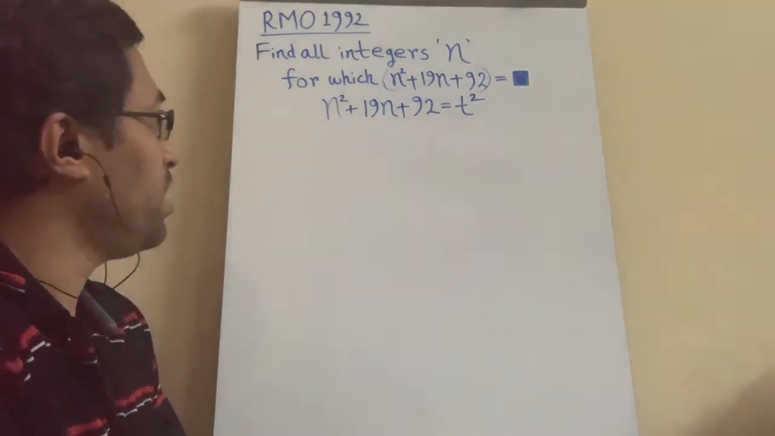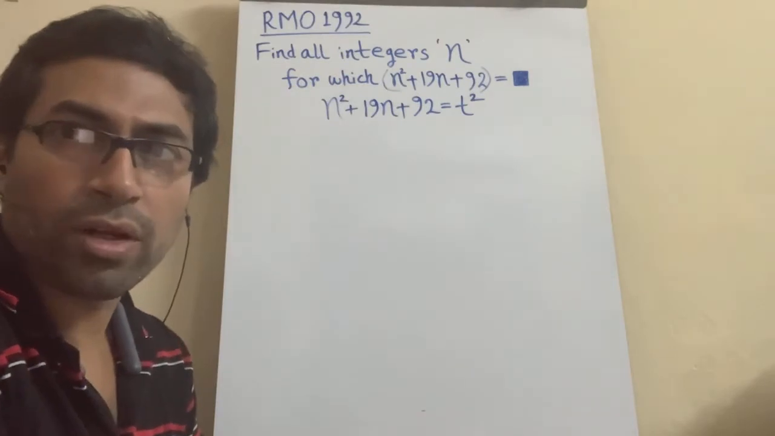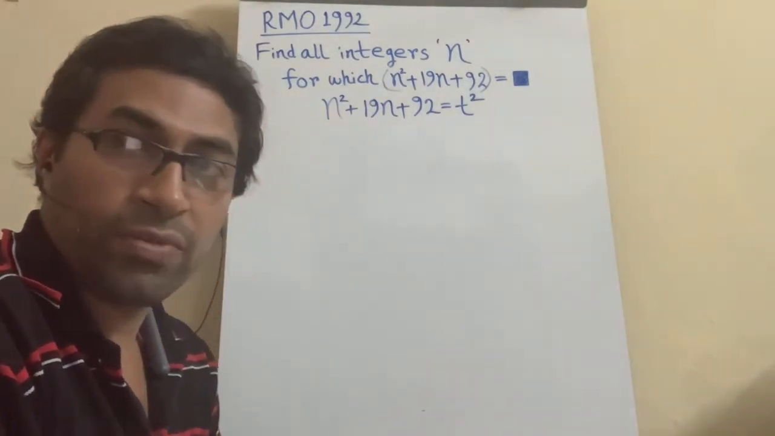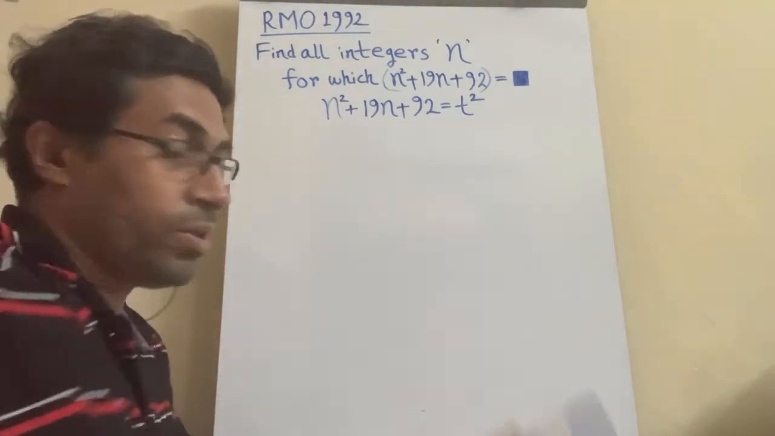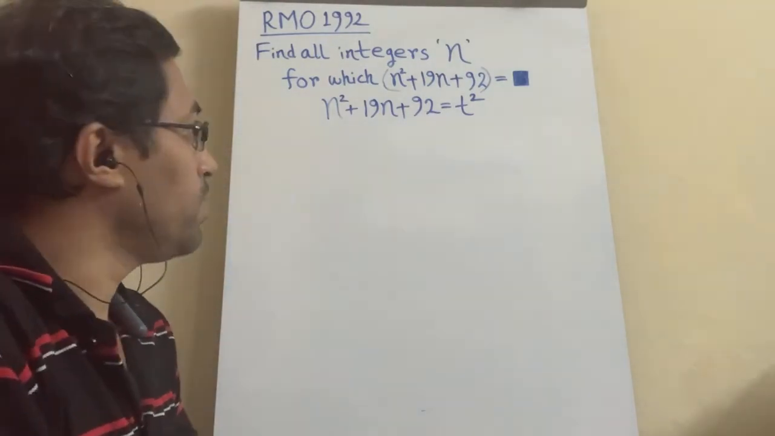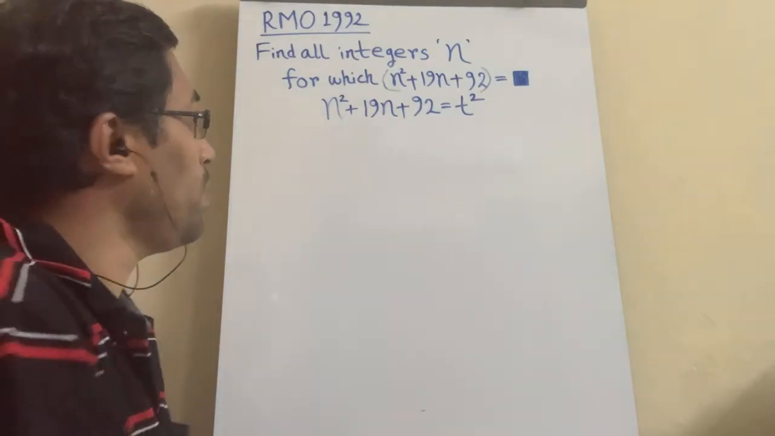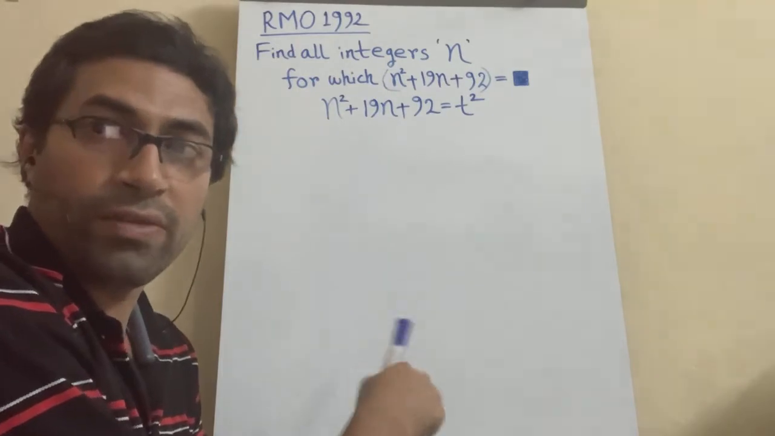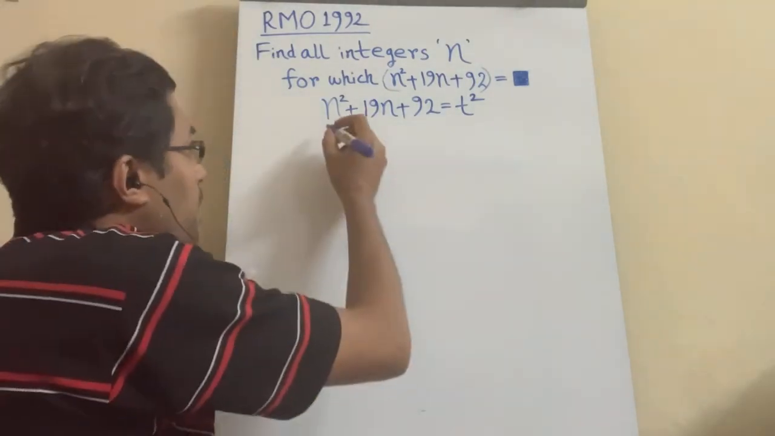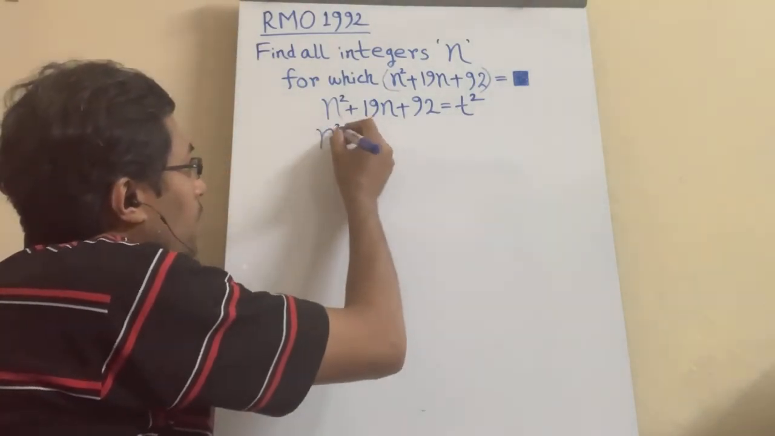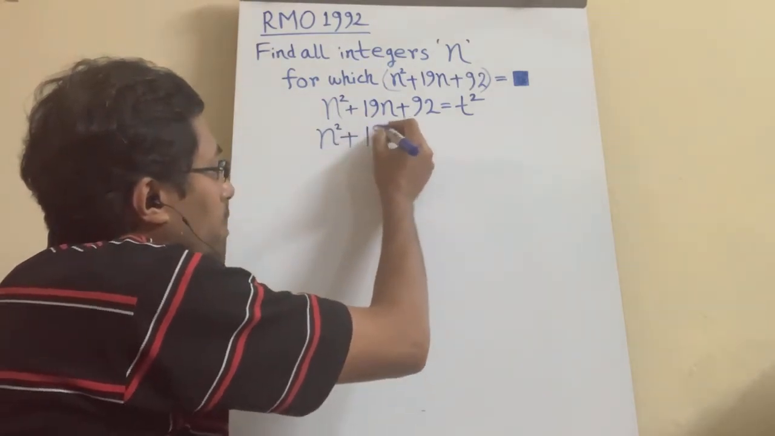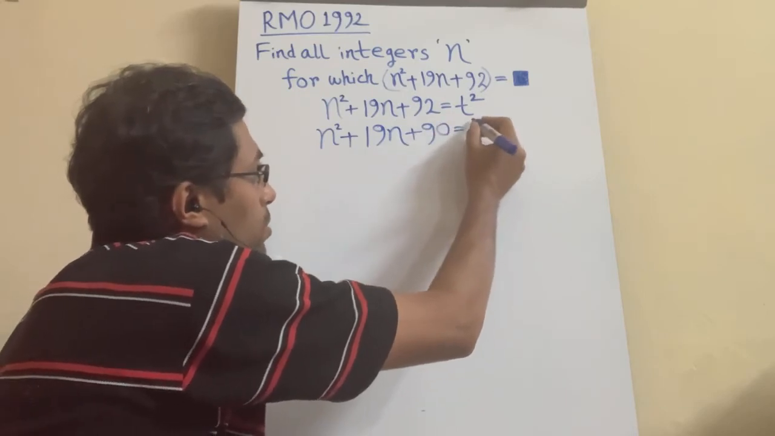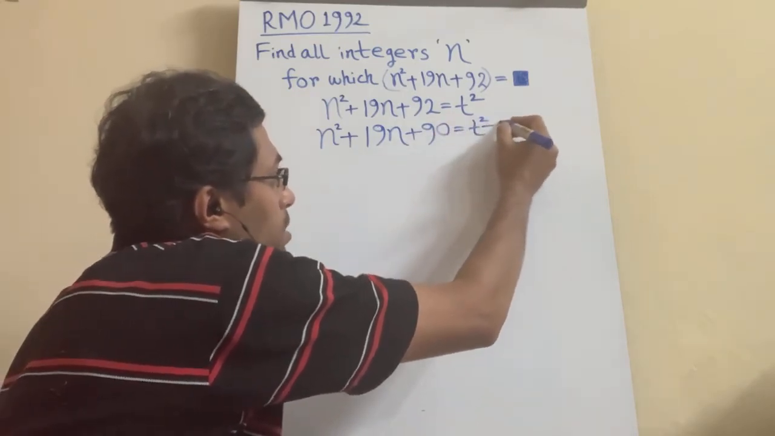Now here you see the left hand side is not easily factorizable. It would have been really nice if we could have easily factored out the left hand side, but it is not. Then what can we do? Well, we can subtract 2 from each of the sides to make the left hand side easily factorizable. So let us do that. So we have n square plus 19n plus 90 is equal to t square minus 2.